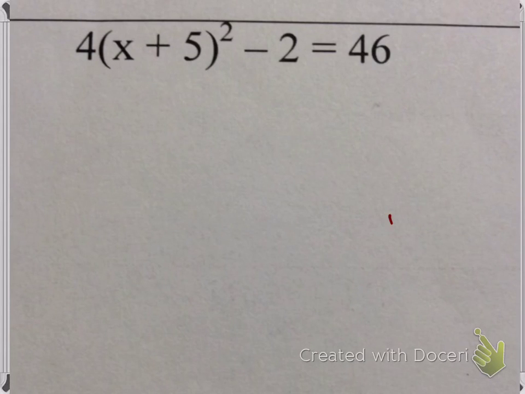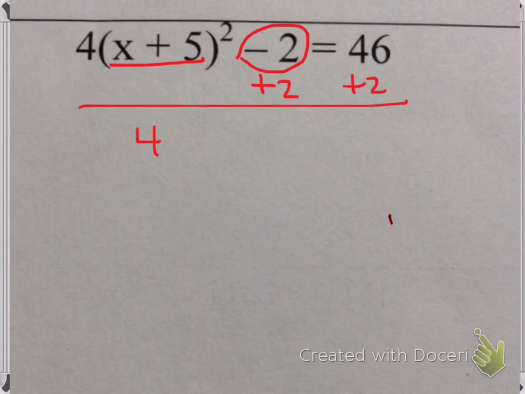Okay, this next problem is even more complicated than the last one because there's several steps to this. Again, you want to isolate the variable. The variable is stuck inside here in the parentheses, so we're going to look at what's the furthest away from the variable, and that's this minus 2 right here. So we're going to get rid of the minus 2 first by adding it to the other side. So I'm left with 4 times x plus 5 squared equals 48.